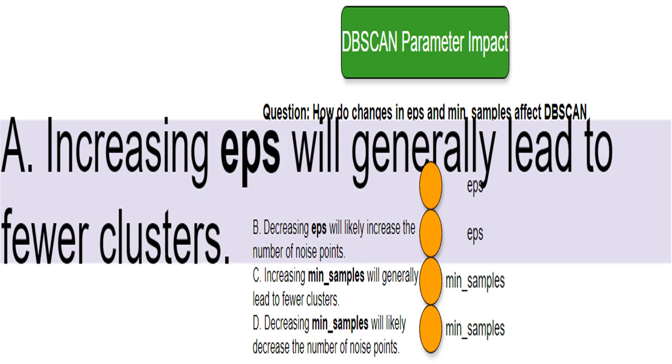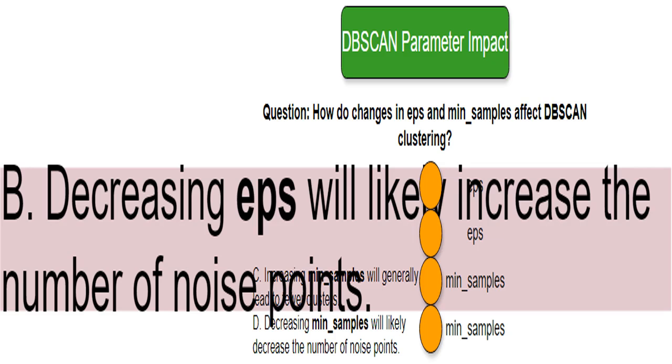If you increase EPS, the radius to search for neighbors, you're widening the net. This means more points will be considered as neighbors, potentially merging smaller clusters into larger ones, thus reducing the overall number of clusters. Again, I agree with this statement.